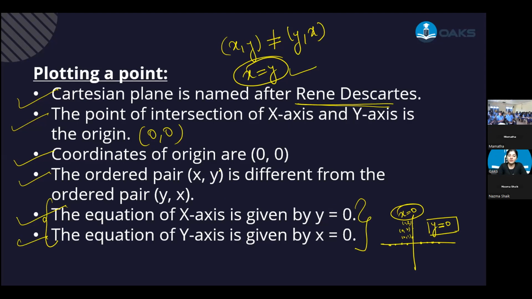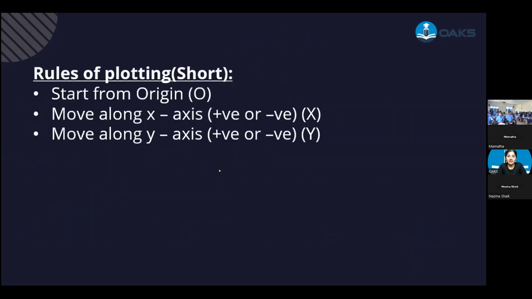Okay, let's move further. Now, I hope everybody remembers the rules of plotting. That is the short form. O is for origin, right? X is for move along the x-axis. And Y is for move along the y-axis. So what is the short form? Everyone, it's OXY, right?